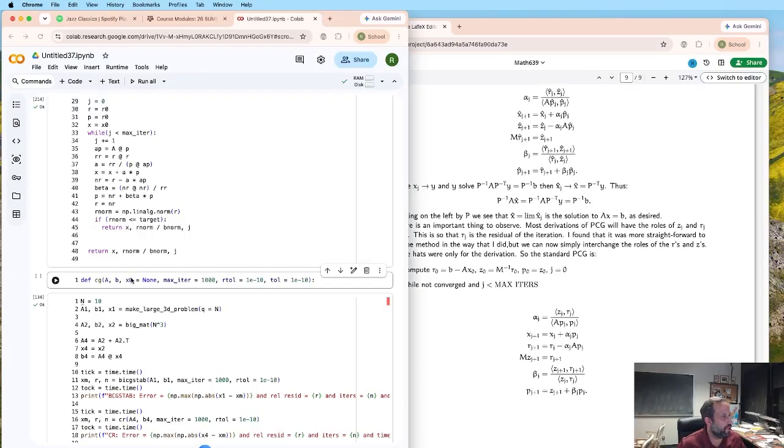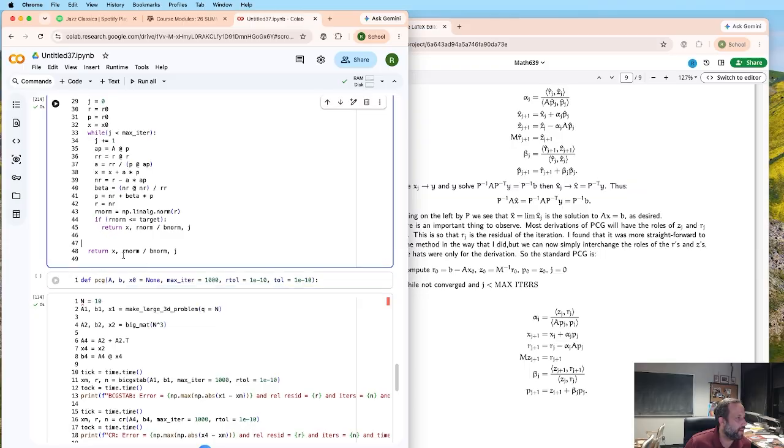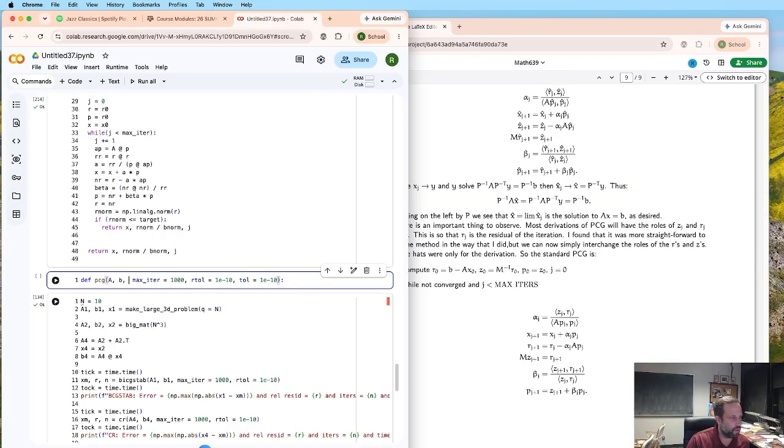Okay, so I'm going to show you the implementation of the preconditioned conjugate gradient. Here the x naught is just going to be, we're not going to make the user pass in x naught, and then we're going to give a preconditioner. We're going to call it none for now.